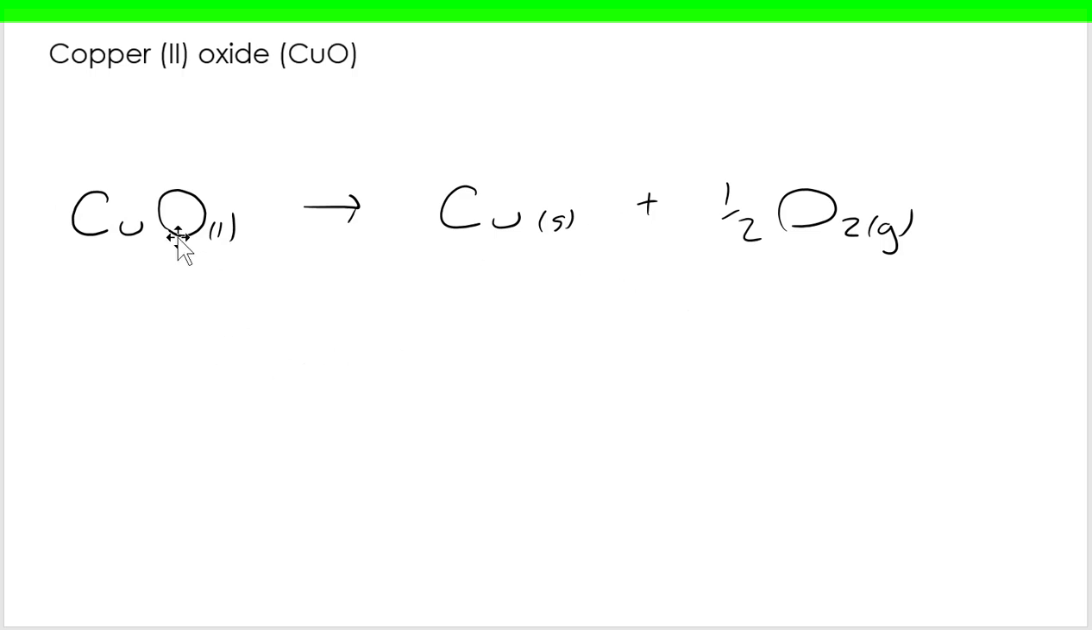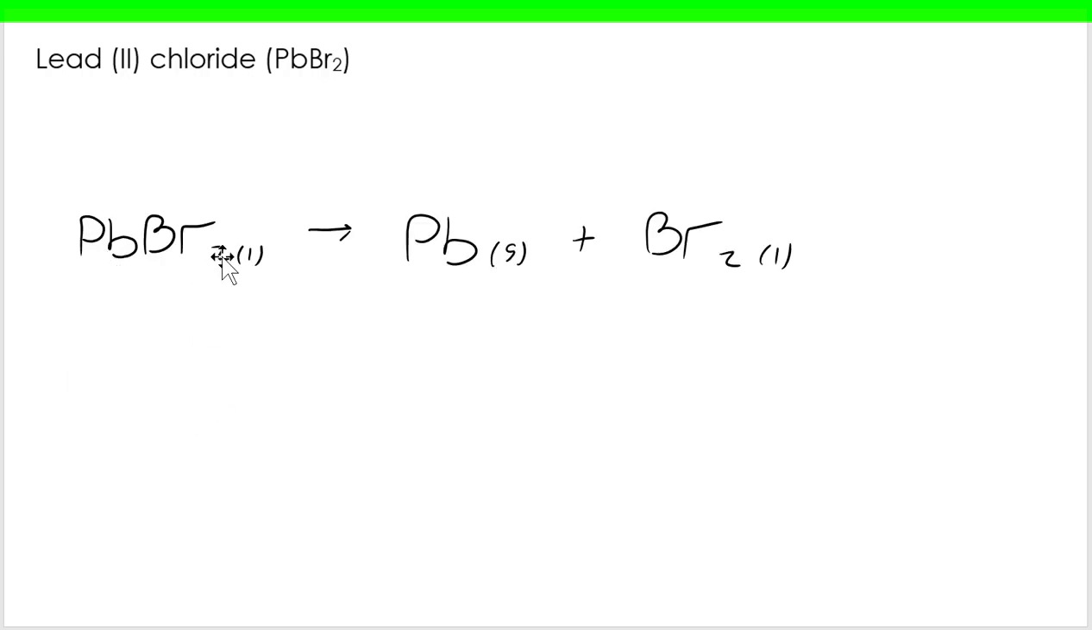Because I've got one oxygen on the left, I only need half an O2 on the right. The alternative would be to put a 2 in front of the CuO and a 2 in front of the Cu. That would balance it in exactly the same way. And then let's have a look at another example. Here we're going to break lead bromide down into lead and bromine. We already know that bromine is diatomic. We already know that bromine is a liquid. We spoke about that earlier. So PbBr2 liquid goes to solid Pb and liquid Br2.